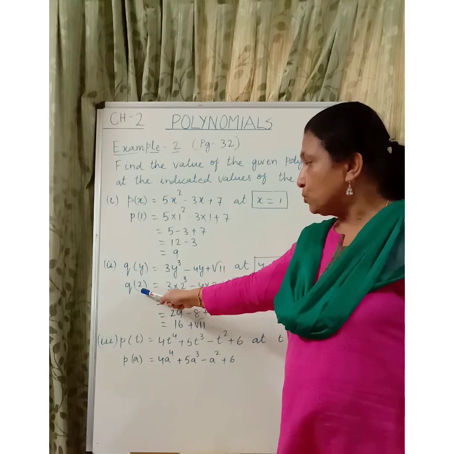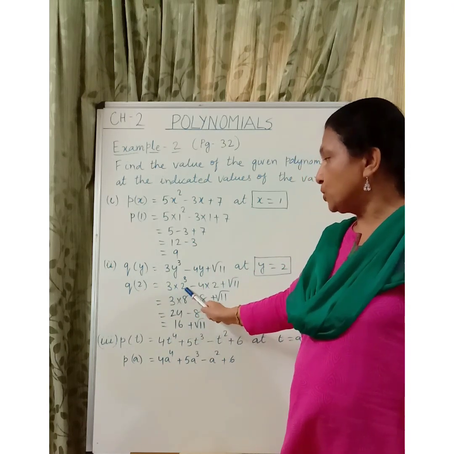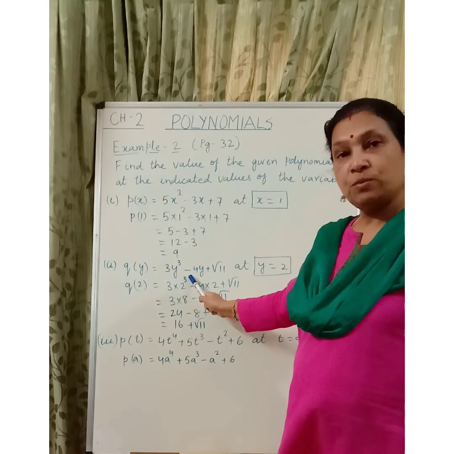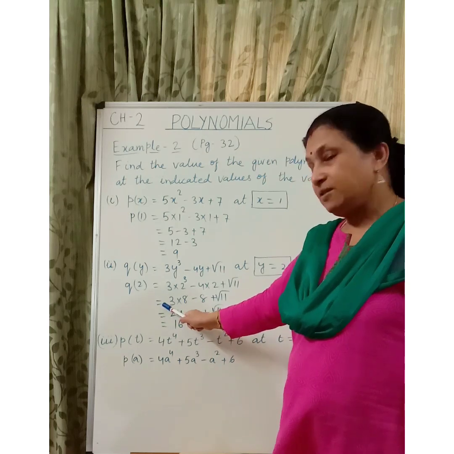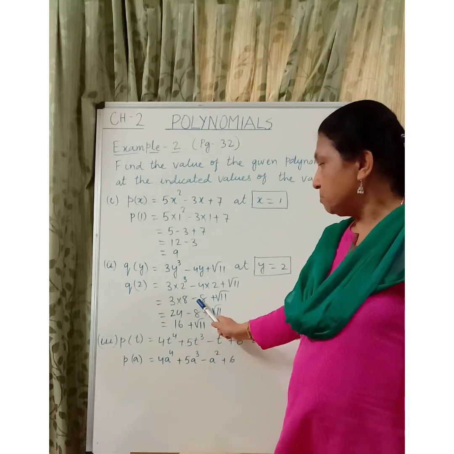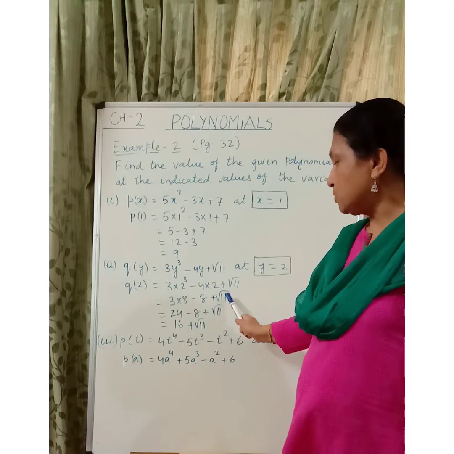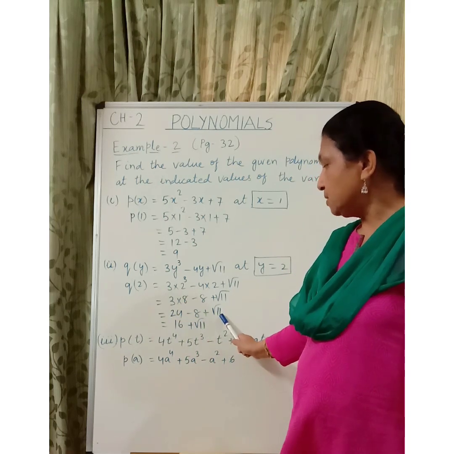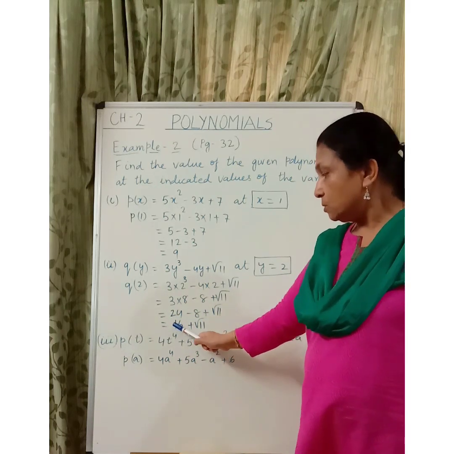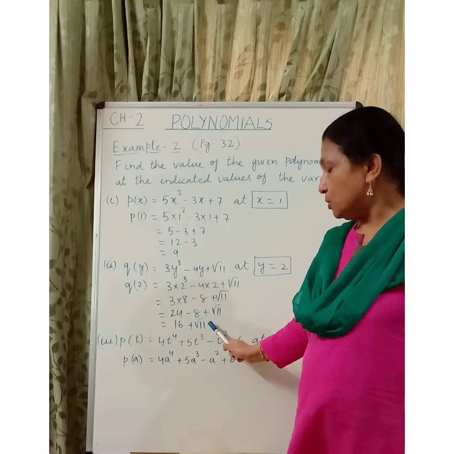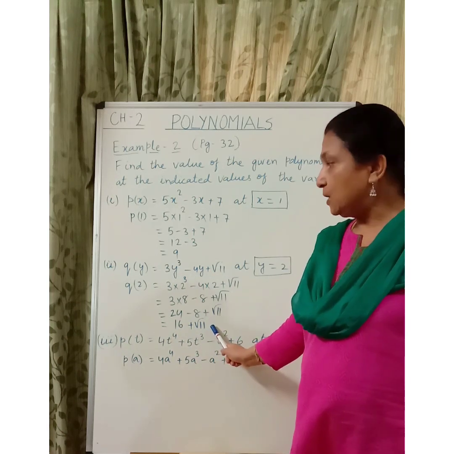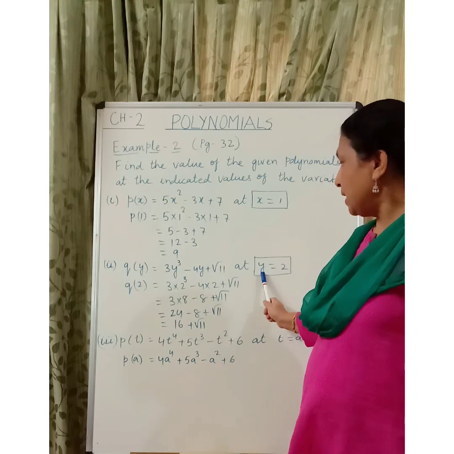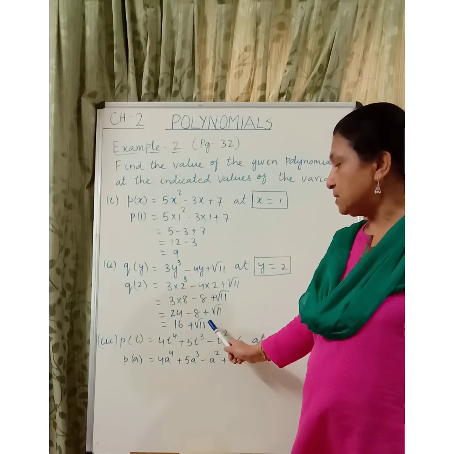So q of 2 is equal to 3 into 2 cube minus 4 into 2 plus root 11. How much is 2 cube? 2 cube is 8. So we have the next step now. 3 into 8 minus 4 2s are 8 plus root 11 is equal to 3 8s are 24 minus 8 plus root 11 is equal to 16 plus root 11. So 16 plus root 11 is the value of q of 2. The value of the polynomial for y is equal to 2 is 16 plus root 11.